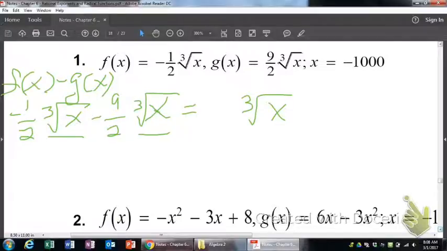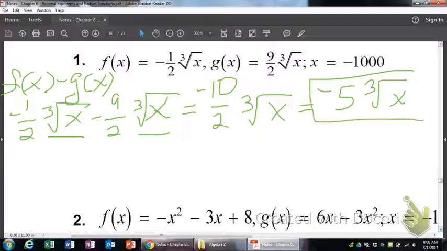And I'm just going to do negative 1/2 minus 9/2. They both have the same denominator of 2. Negative 1 minus 9 is negative 10. And then negative 10 over 2 reduces to negative 5 cube root of x. So this is my final term.